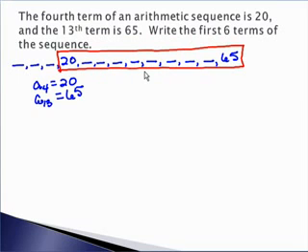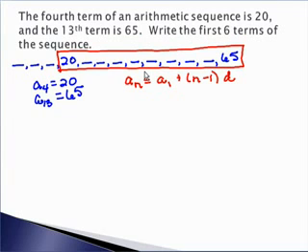Because in our formula for finding the nth term, we have a sub 1 plus n minus 1 times d. Well, I can tell you the value of the fourth term is 20 or the 13th is 65, but I don't know the a value, the first term, or what the difference is. So you could write up a system of equations, and we just did that not too long ago.